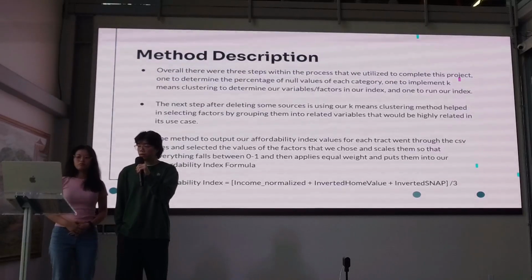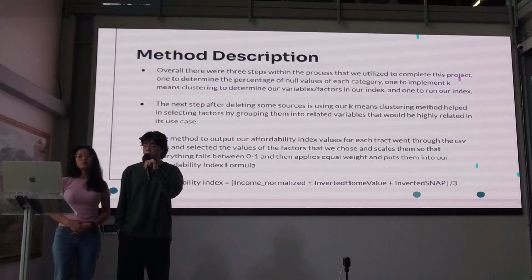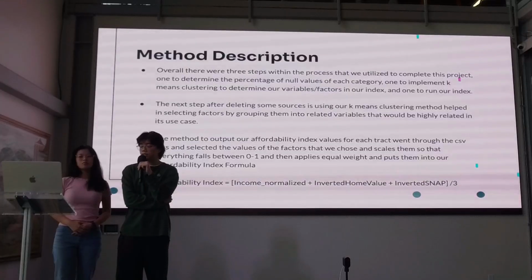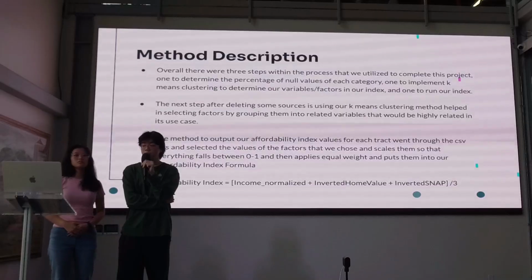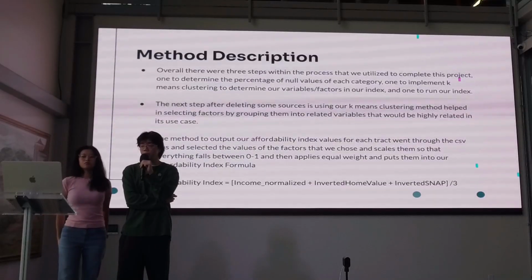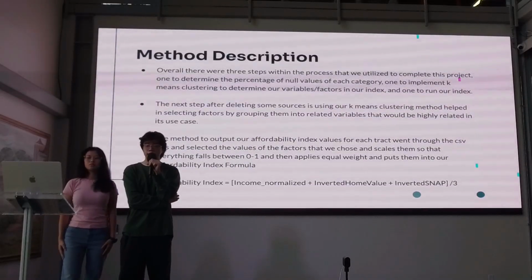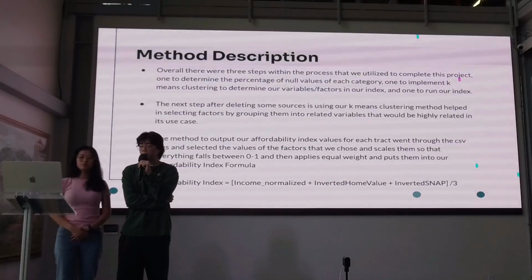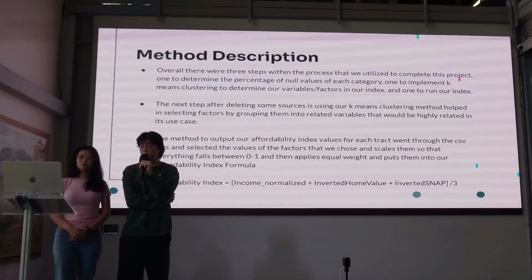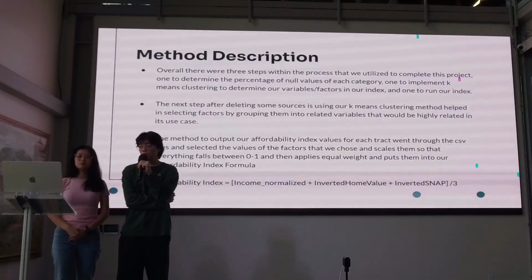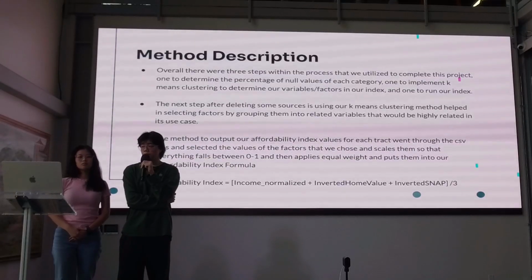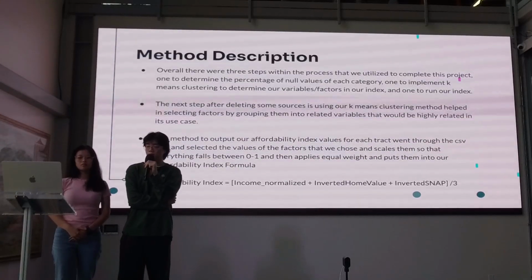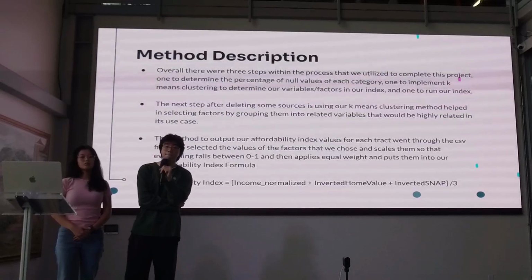To do that, we would first normalize or standardize so that everything would fall between 0 and 1. Then we applied equal weight to each factor in the formula, just as a means of standardizing. And so our affordability index would be normalized income plus the inverted normalized home value plus the inverted normalized household SNAP, over 3.